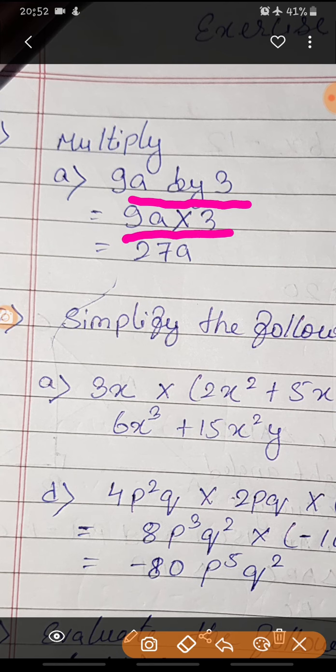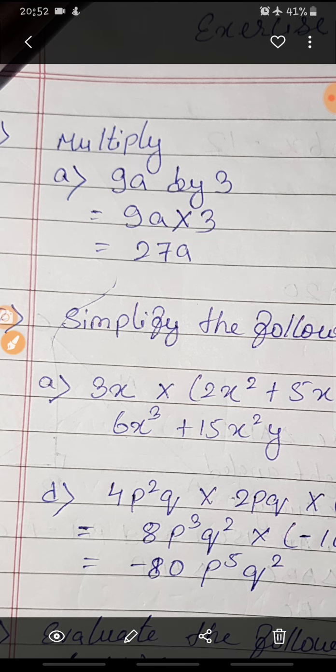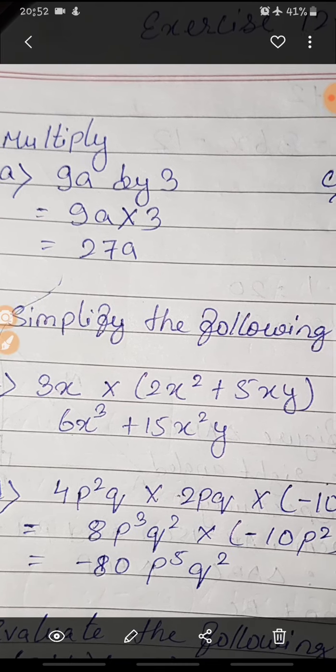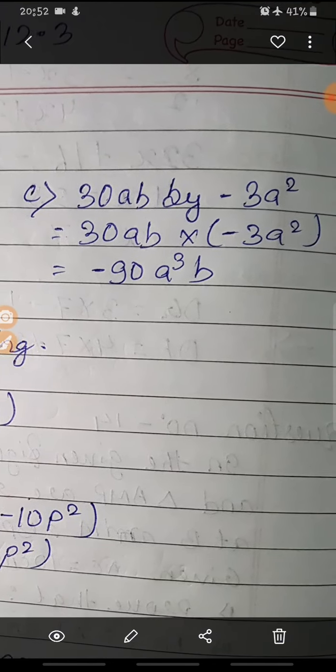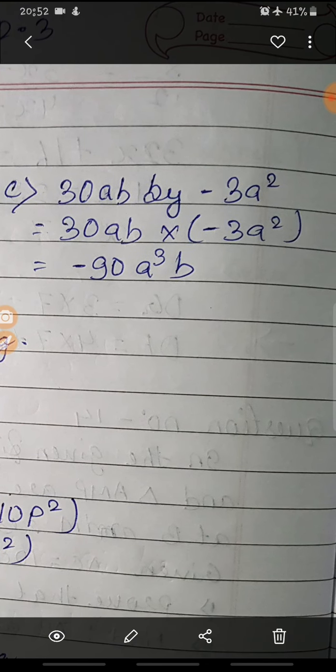Here 3 is a constant number, so 3 will be multiplied with a constant term. So 9 is multiplied with 3, and we got 27 over here. Clear with this? So this is the answer, that 9a when multiplied with 3 equals 27a.